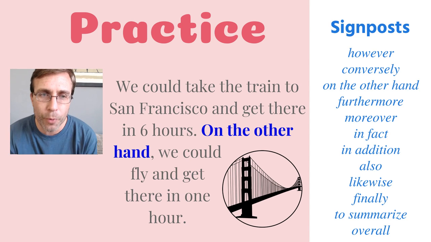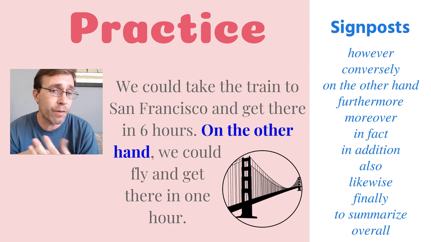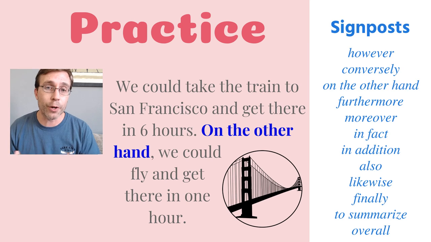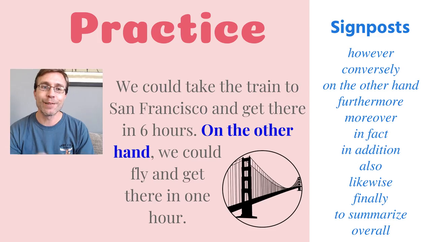I saw some of you put also. I think that would fit too. You could, that's another option. But I think in this context, it's better to say like however or on the other hand, because you're kind of comparing the two. We could take the train and it takes 6 hours. On the other hand, or however, we could fly and get there in 1. All right. So let's do the next one.